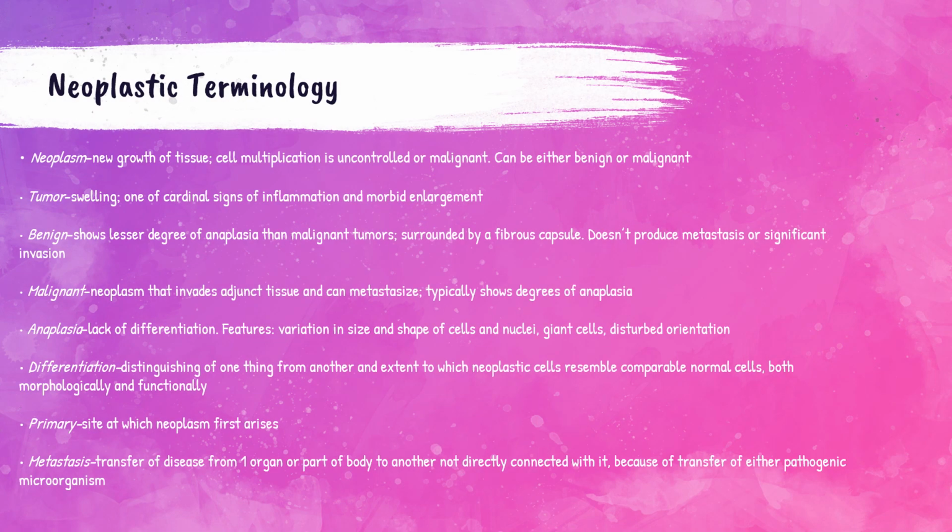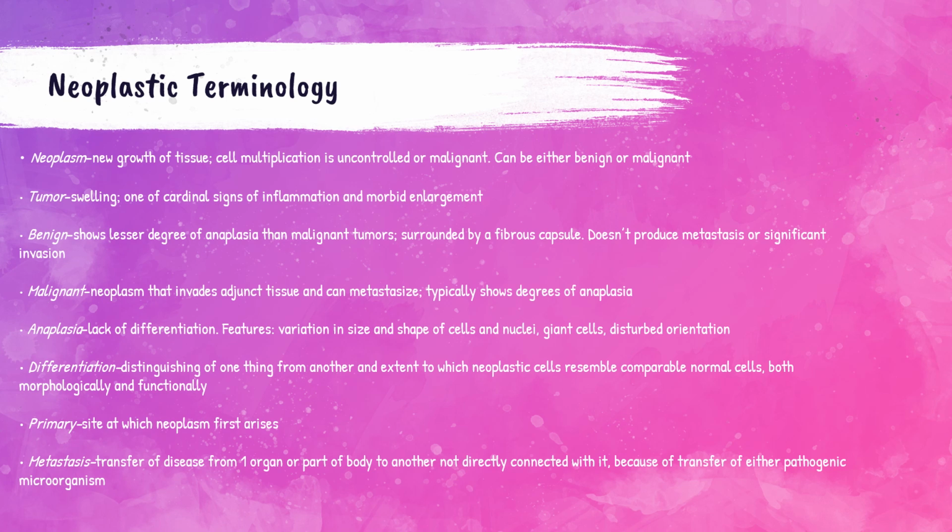So we are going to start talking about how we use antibody stains, but first we need to talk about some relevant terms that are used within the chapter. So a neoplasm is a new growth of tissue. This is where the multiplication of the cell is just uncontrolled, and it can be either benign or malignant. And we'll discuss benign and malignant terms here in just a second. A tumor is a swelling and is one of the cardinal signs of inflammation and morbid enlargement. The term tumor is often used to mean neoplasm.